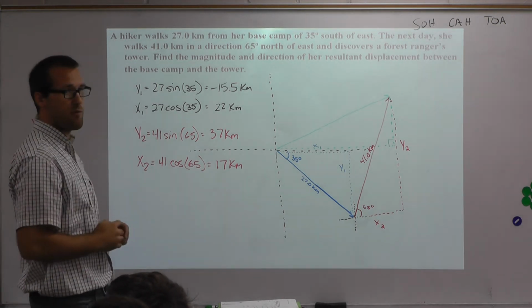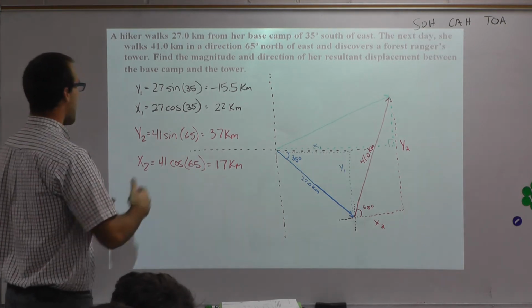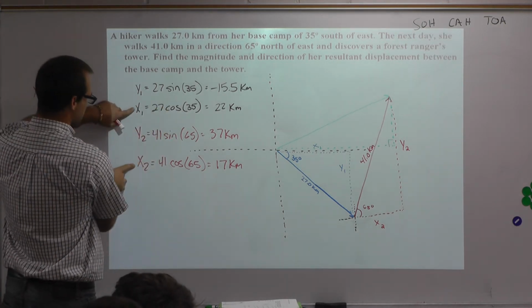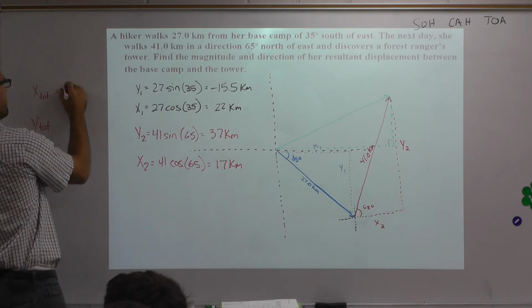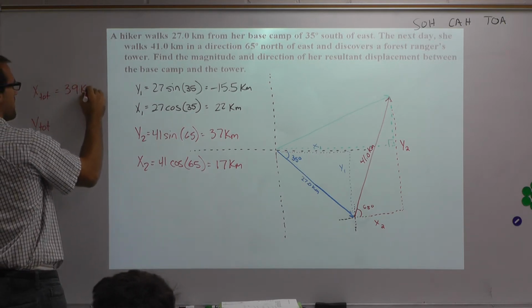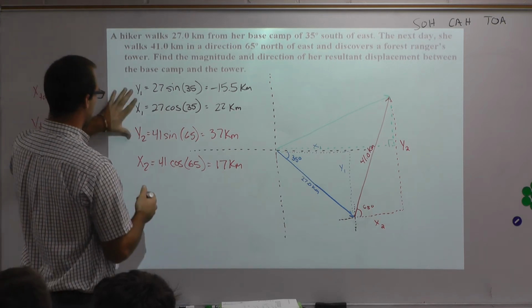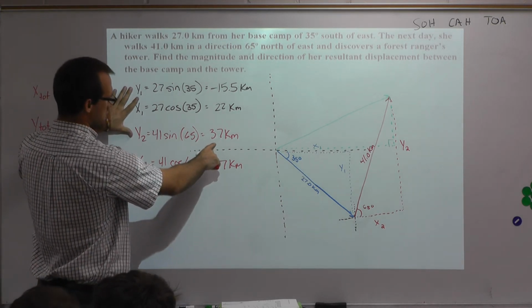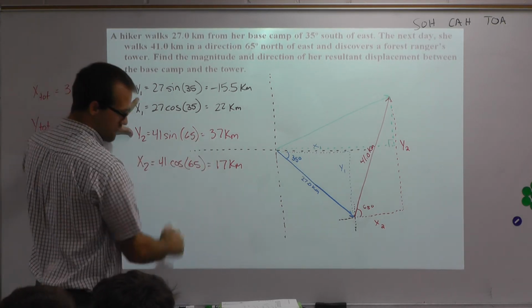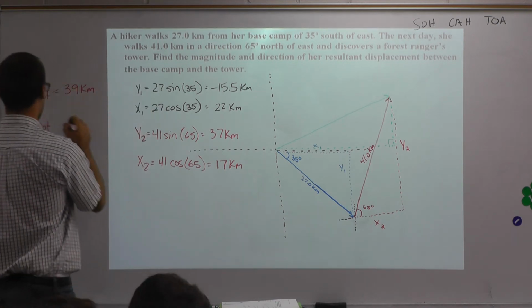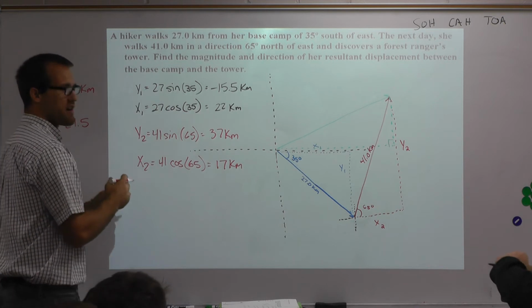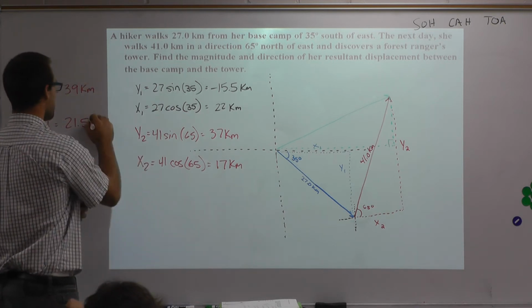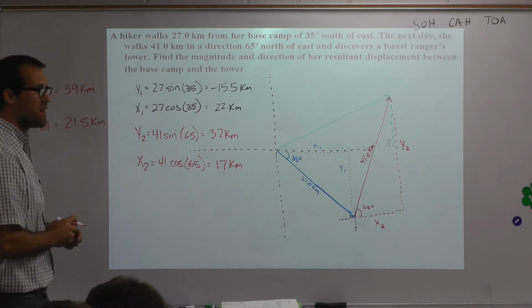Okay, to finish, we need an x total and a y total, because this gives me the parts that I need for the Pythagorean theorem. Add them together. My x should give me 39. Alright? And my y, one's negative, so it should give me approximately 21.5. Oh, so you discard the negative? Well, no, I don't discard it. I'm subtracting it.